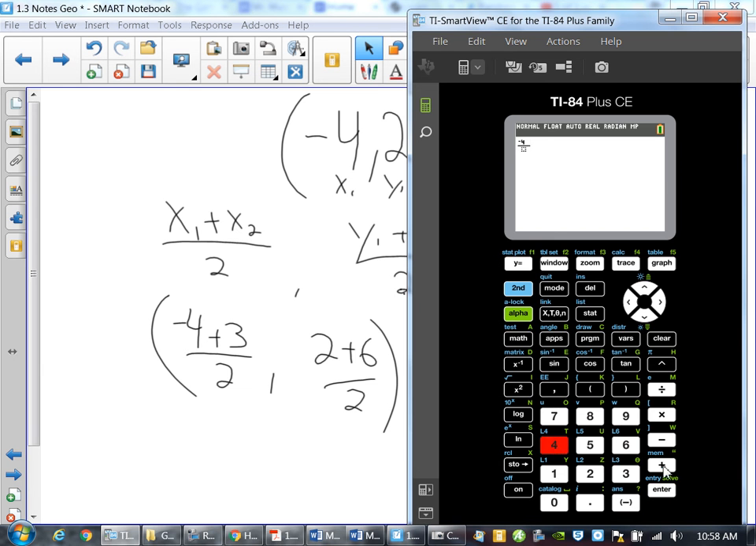-4 plus 3 over 2. And I hit enter. And I get -1/2. There's my answer. My midpoint for the x value is at -1/2.